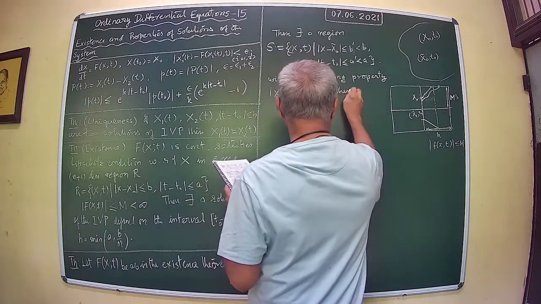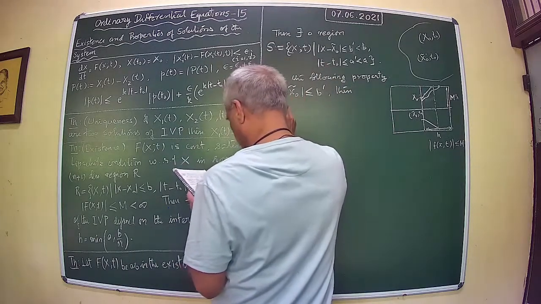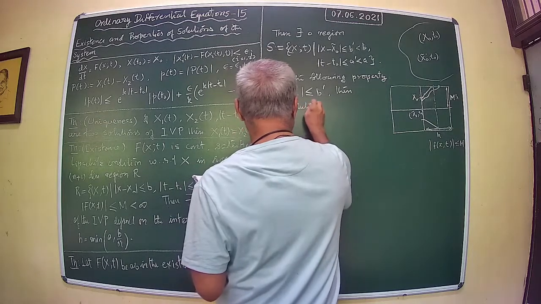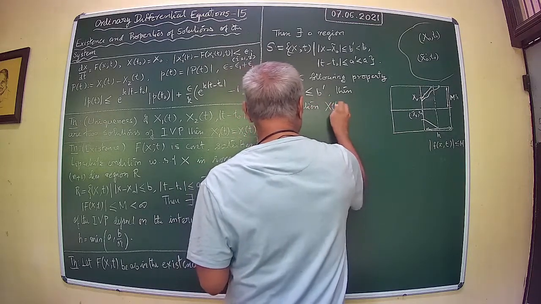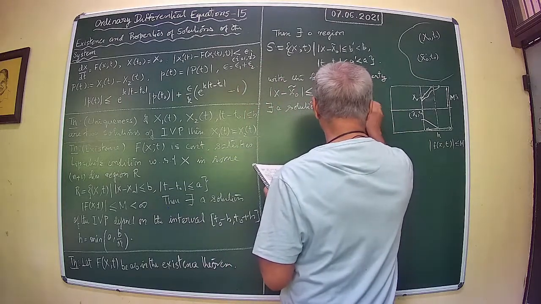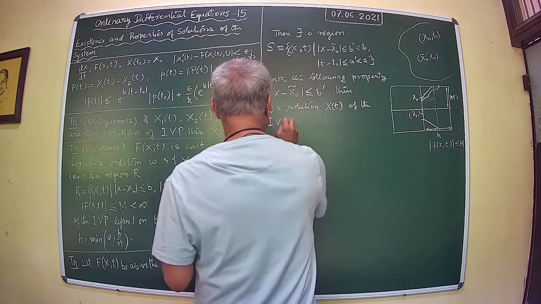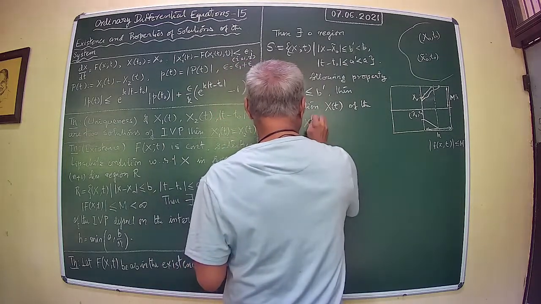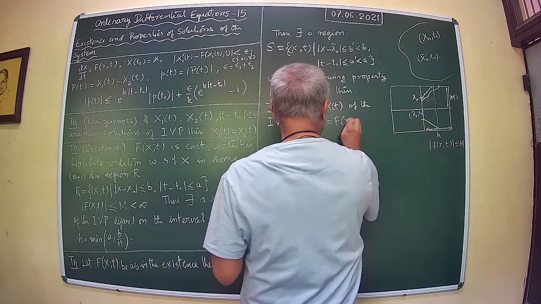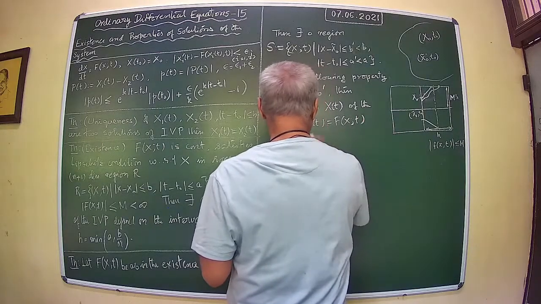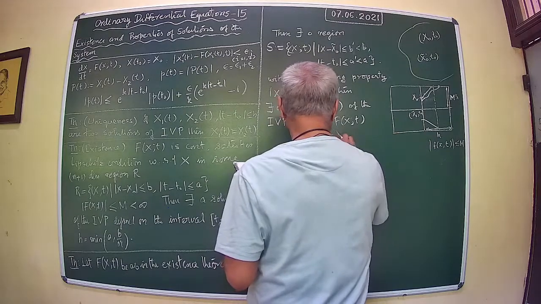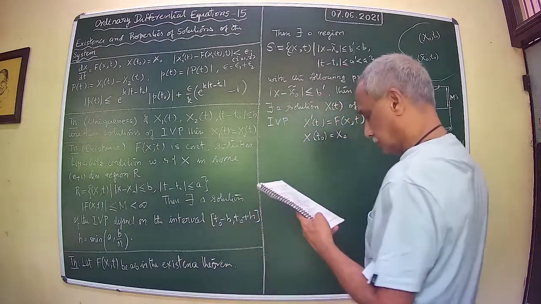then there exists a solution of the IVP x prime t equal to f of t, x naught.